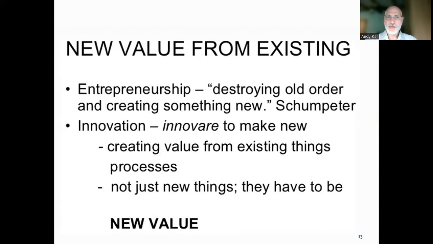Now, new value from existing. What are we going to discuss here? We have entrepreneurship. We see here from Schumpeter another definition of what entrepreneurship is: destroying the old order and creating something new. Okay, this is the essence of entrepreneurship, to create something new. And which is your main tool in order to create this? It's innovation, among other tools, okay, again. But we focus here on innovation. Innovation is a very, very powerful tool that you can use in order to destroy the old and create something new. And this is what will help you to become a successful entrepreneur.